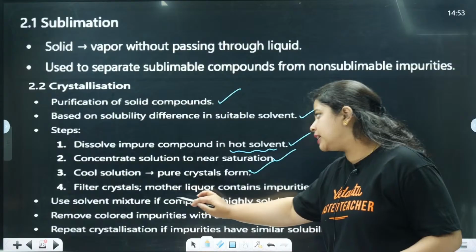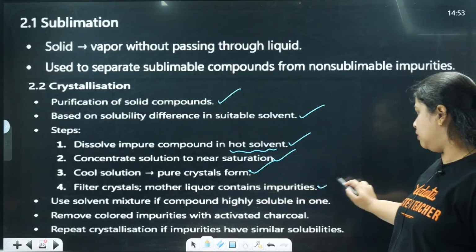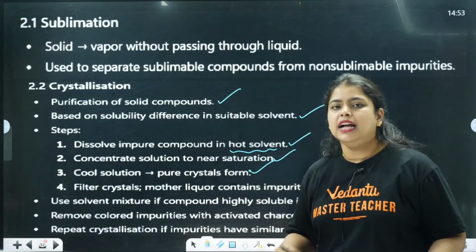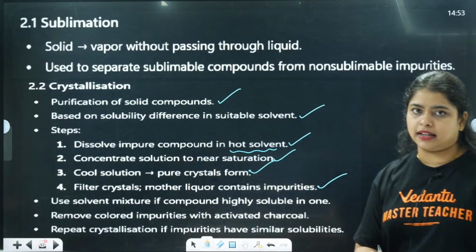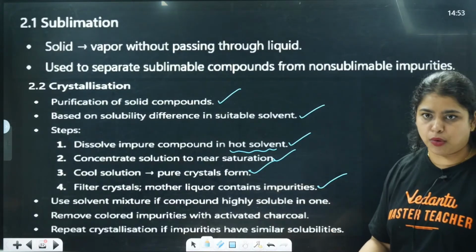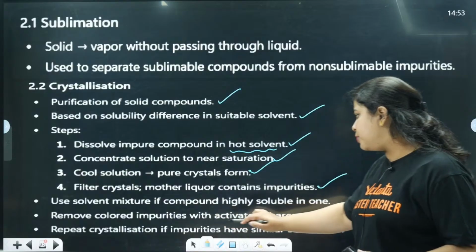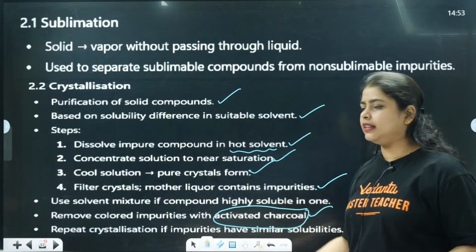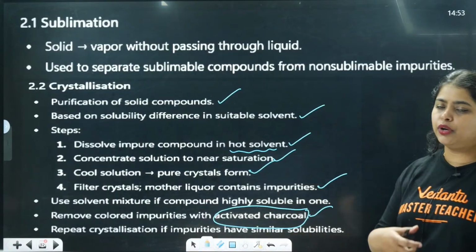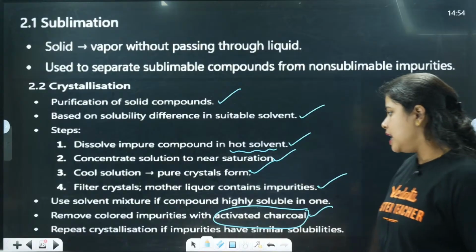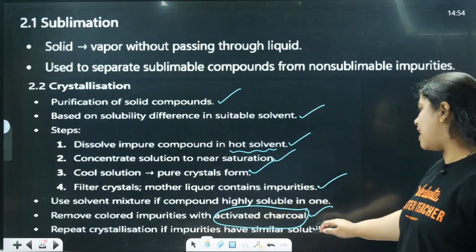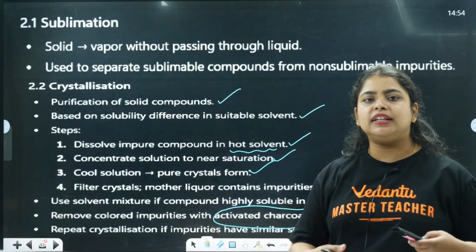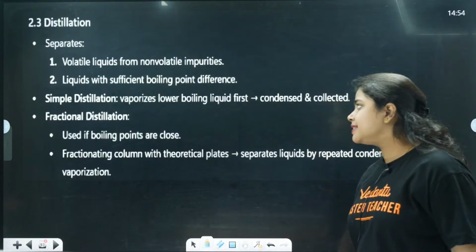Then filter the crystals; the mother liquor contains the impurities. In the filtrate, the impurities settle and the pure compound is separated out. Clear? Next, remove the colored impurities with activated charcoal. Colored impurities can be removed easily with activated charcoal. Clear? Then repeat the crystallization if the impurities have similar solubilities. If some remain, you can repeat it so that we get the purest one. Done?